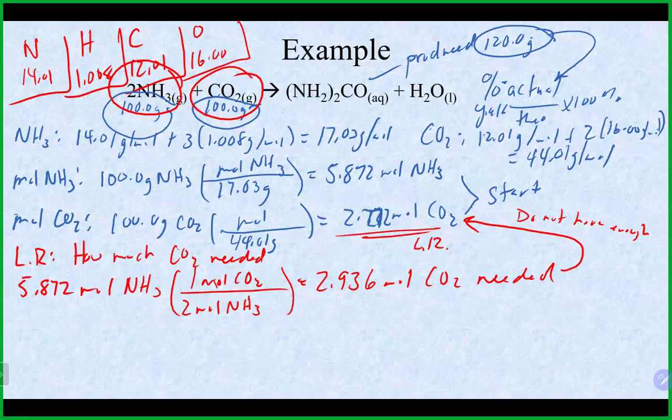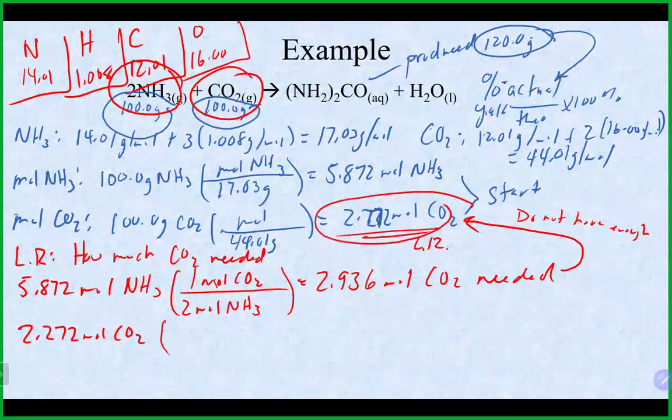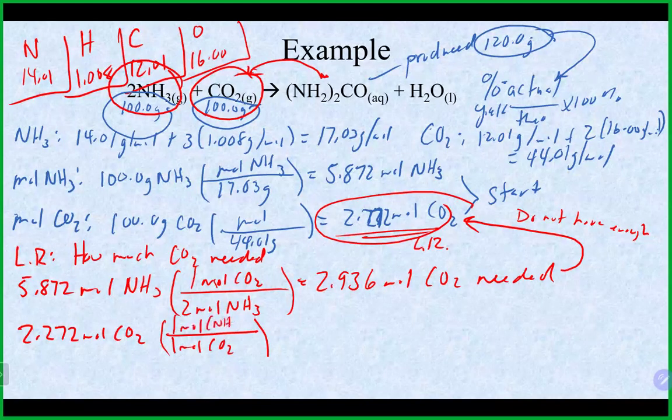Once again, once we now know our limiting reagent, we could actually do the problem, which is to figure out how much of our product we're going to make. So we'll take our limiting reagent, 2.272 moles of CO2. We will now use the mole-to-mole relationship between our limiting reagent and our product, which from the equation is a 1-to-1 relationship. So 1 mole of CO2, 1 mole of our product here. That's going to give us 2.272 moles of our product.